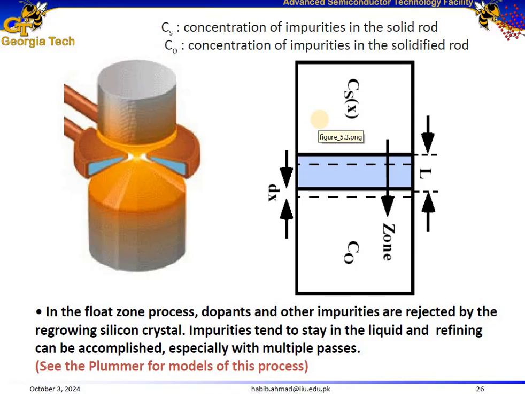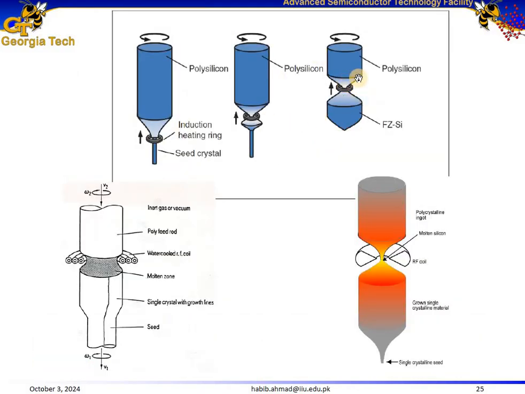In float zone crystal growth, the impurities and dopants have different behaviors due to their tendency to remain in the liquid phase rather than the solid phase. And once again, this is due to impurity segregation. So here is the molten zone. As the molten zone moves along the silicon rod, the solidifying crystal behind the molten zone tends to reject impurities. And this is due to the fact that most impurities prefer to stay in the molten silicon rather than being incorporated into the solidified crystal.